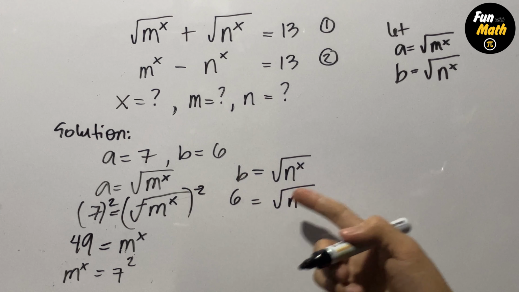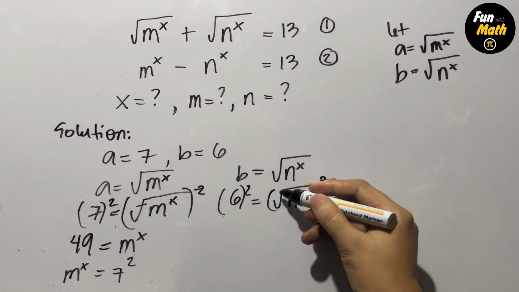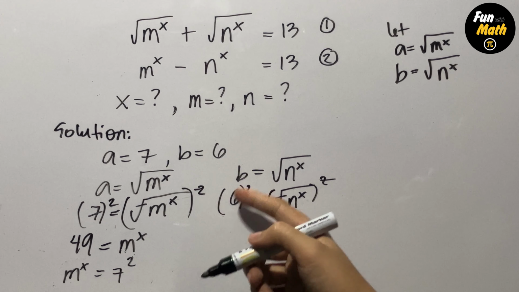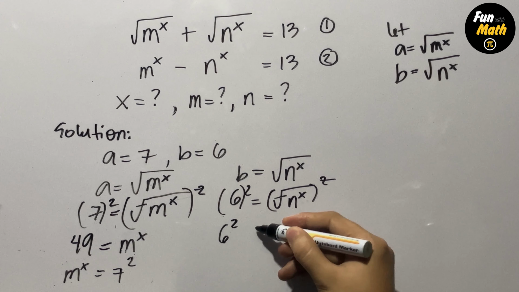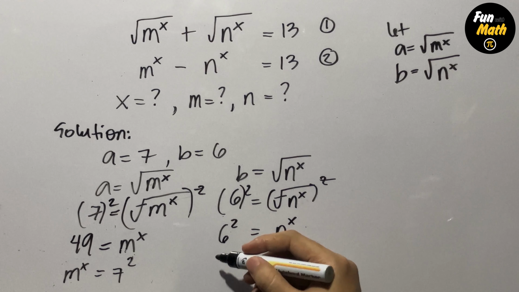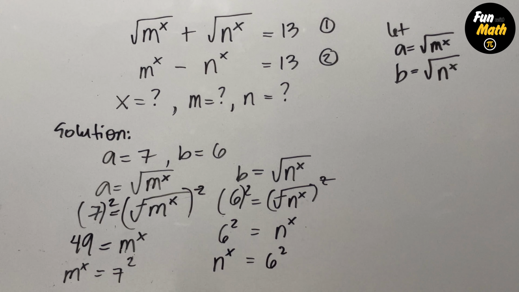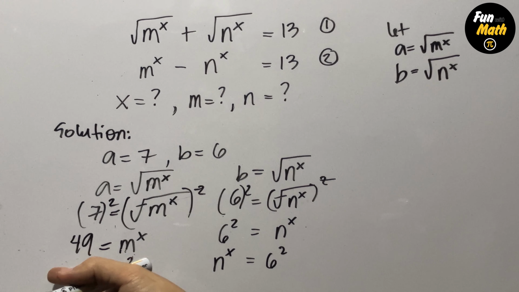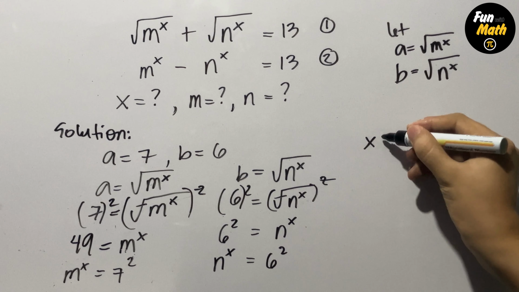Now same, we need to square both sides, so that we can cancel this squared and the radical. So we're left with 6 squared, and we don't need to write it as a whole number. Just write 6 squared equals n to the power of x. Or using the commutative property, that is n to the power of x equals 6 squared. Now for this, using comparison, the power on this side is x and 2, and on this side the power is also x and 2. That means x is equal to 2.